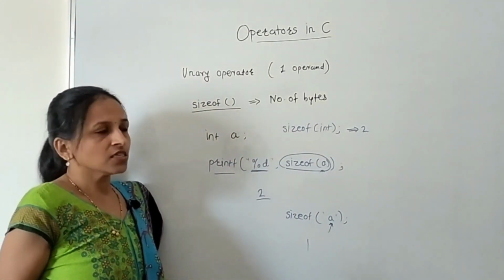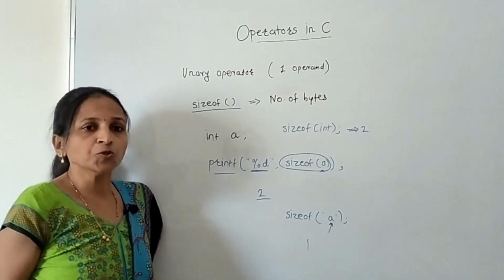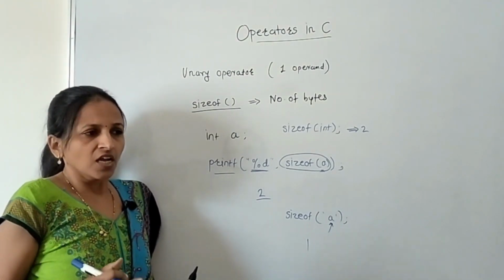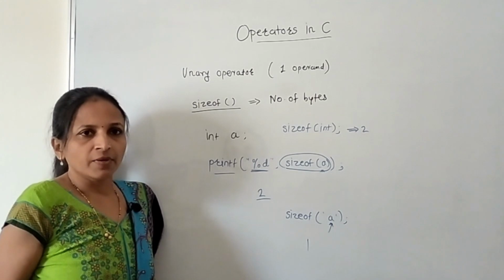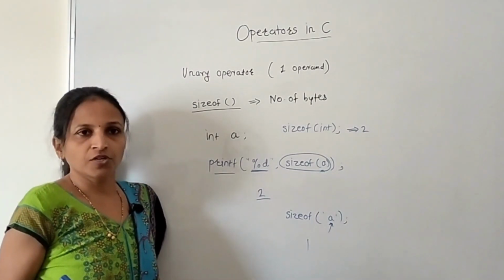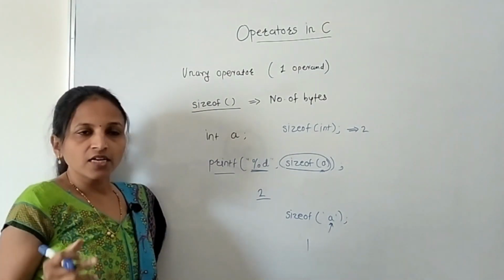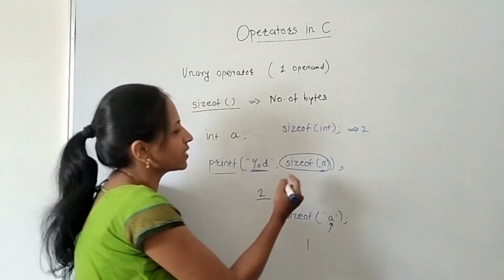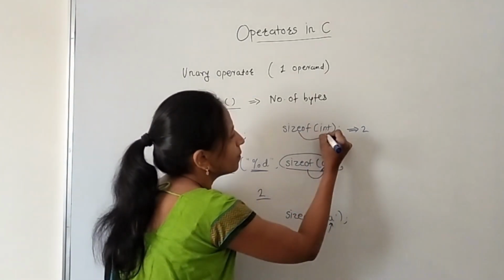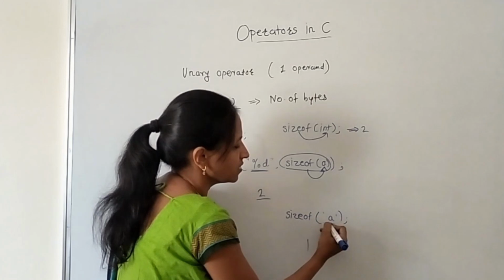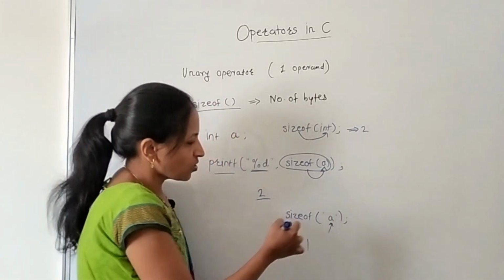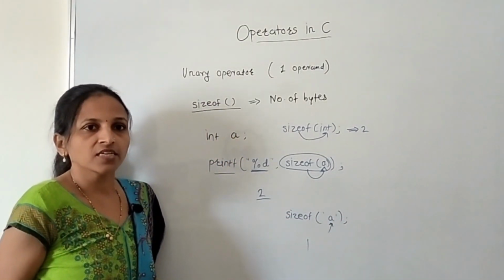This is the sizeof operator that is used to get the size of any data type, any variable, or any value. And this is again a unary operator because it is acting on a single operand. This int, this a, this character 'a', these are all operands. Getting? Okay.